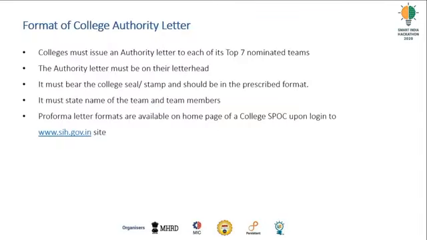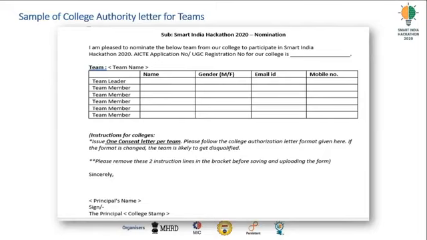Now we're just giving you an idea about what the format of the college letter is, how your idea should look, and what the format of the idea that is going to be submitted is. The format of the college authority letter is available; the template is available on the portal. All you have to do is fill it out, have the college print it on the college letterhead, sign and stamp it, and you're good to go. So this is how your college authority letter looks. A letter should be submitted for every individual team.